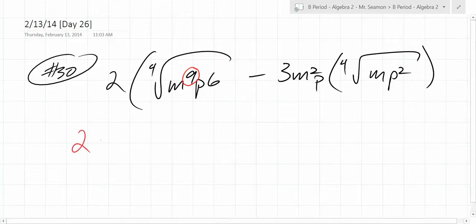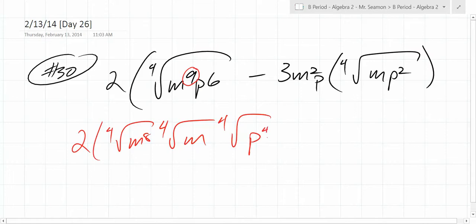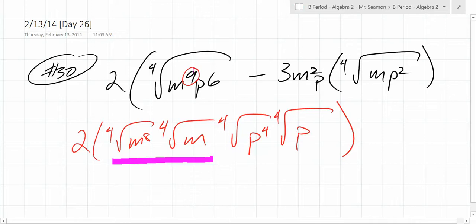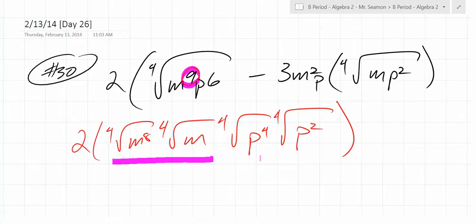So you could rewrite this as the 4th root of m to the 8th times the 4th root of m times the 4th root of p to the 4th times the 4th root of p. Why did I do that? M to the 8th and m is just m to the what? 9th. And then to the, oh, that's going to be p, sorry, squared. Is that correct? What about the p to the 6th? We got p to the 6th because it's 4 and 2, right?